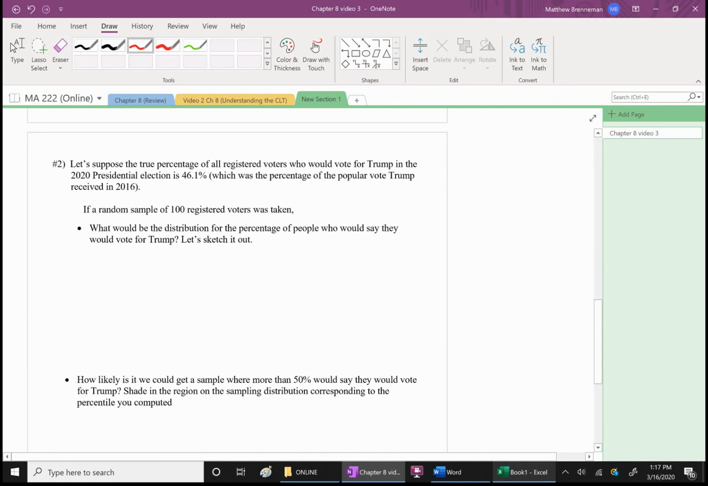Okay, let's change gears now and look at a problem involving a categorical variable. So here I want to suppose that the true percentage of all registered voters who would vote for Trump in the 2020 presidential election is 46.1%. That, by the way, was the percentage of the popular vote he won in 2016. So if I have a random sample of 100 registered voters, what would the distribution for the percentage of people who say they would vote for Trump be? So in other words, I'm looking at the sample percentage, right? And I want to know, what is this?